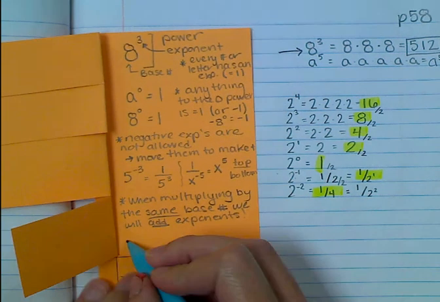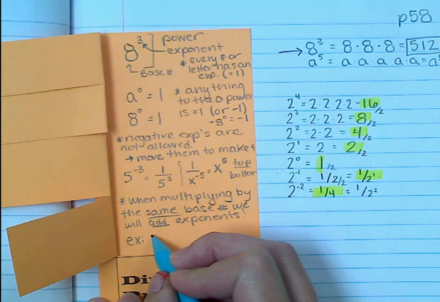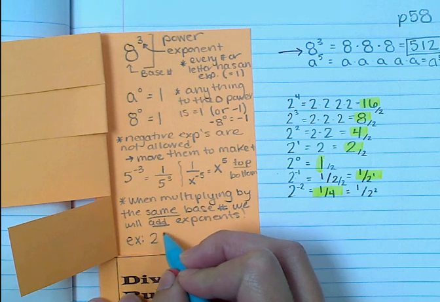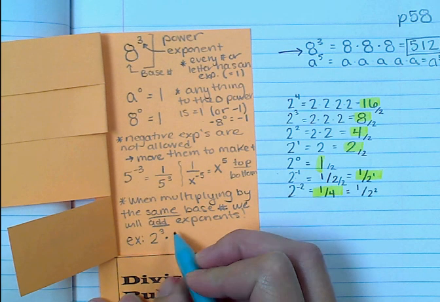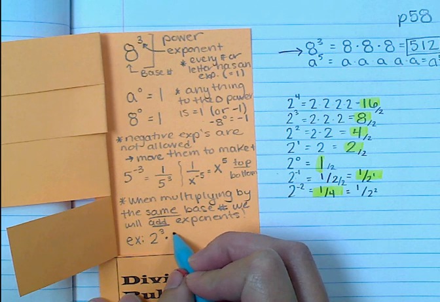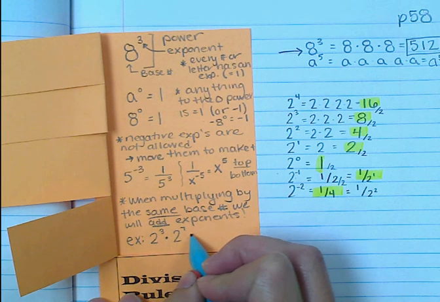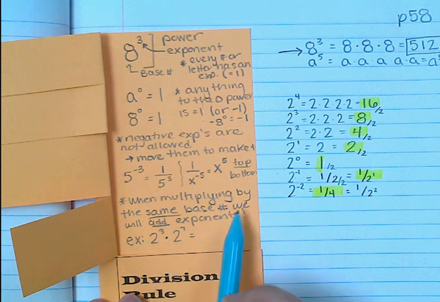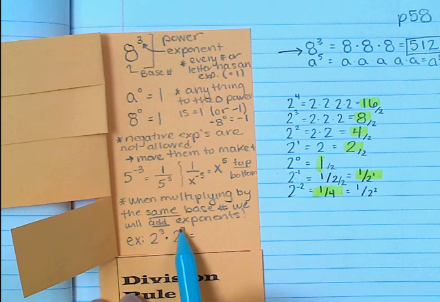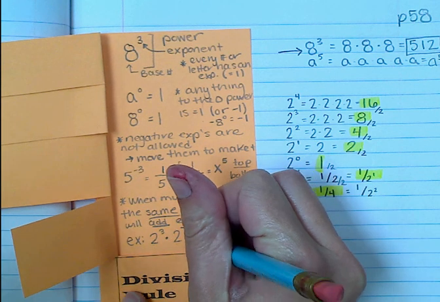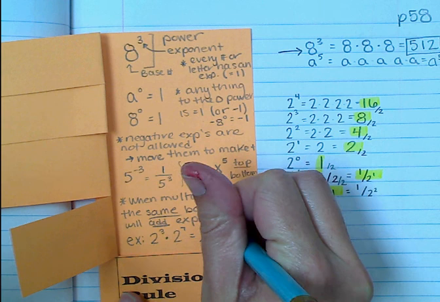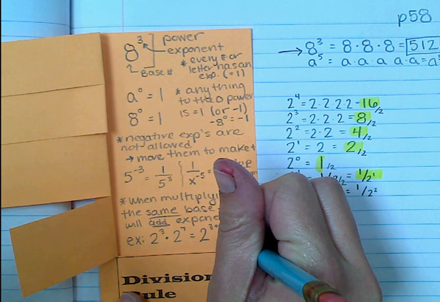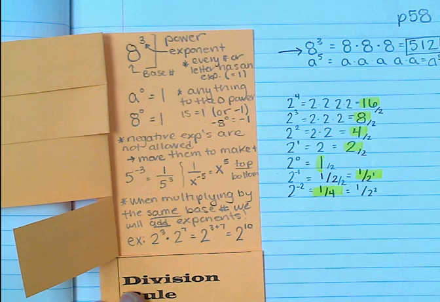So for example, what this would look like is if I had, let's say, 2 to the third times, because we're multiplying, 2 to the 7th. Since they have the same base number, they're both 2's, then I can add the exponents. I can add these powers. So I write the base 2. I have 3 plus 7, so it would really be 2 to the 10th, which is rather large, so you don't have to do all that. That's kind of a lot.